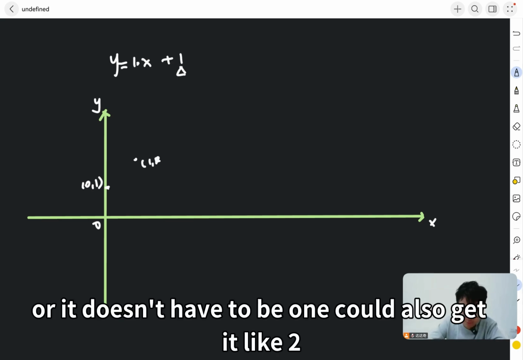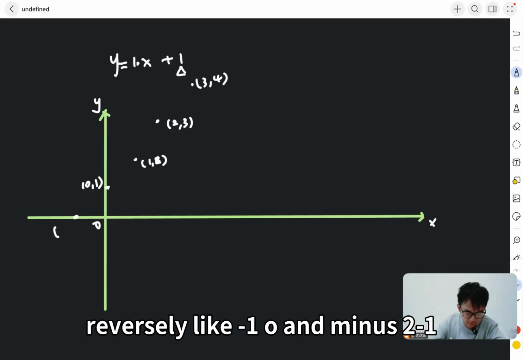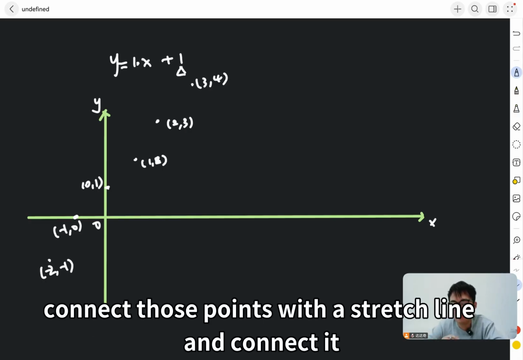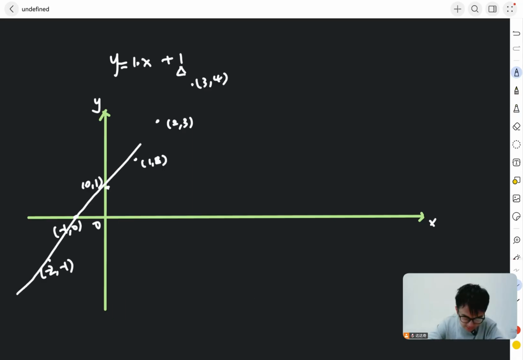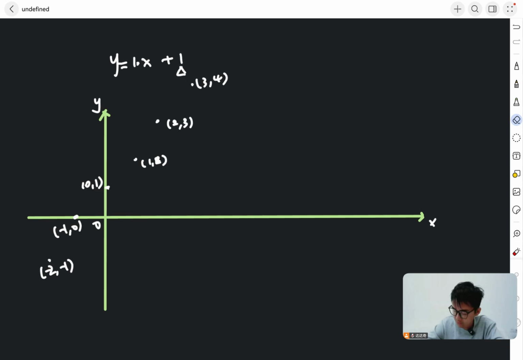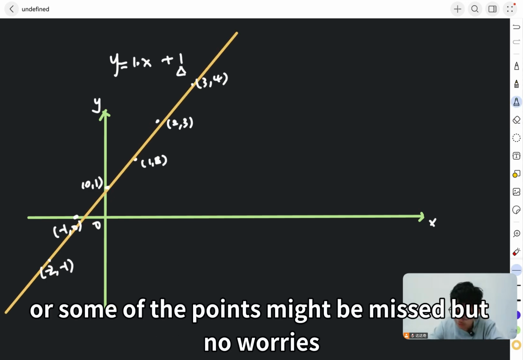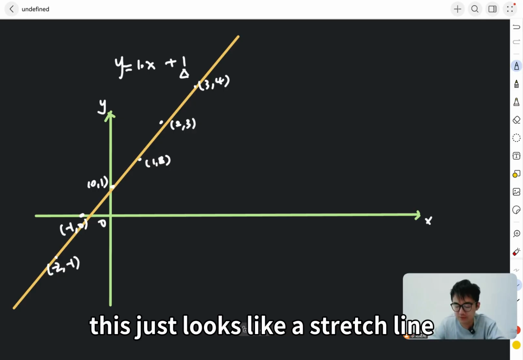Or it doesn't have to be 1. You could also get it like 2, 3, or 3, 4. Or it could also go reversely, like -1, 0, and -2, -1. And then you could connect those points with a straight line and extend it in 2 directions. This might not look beautiful, or some of the points might be missed, but no worries. This just looks like a straight line.